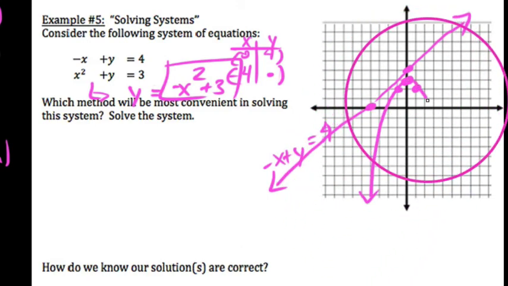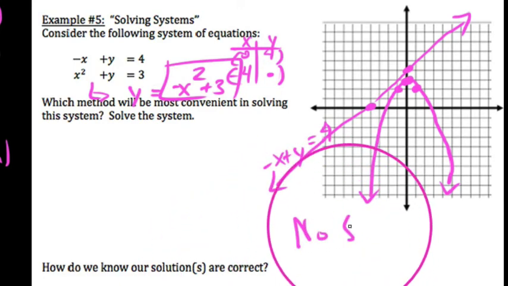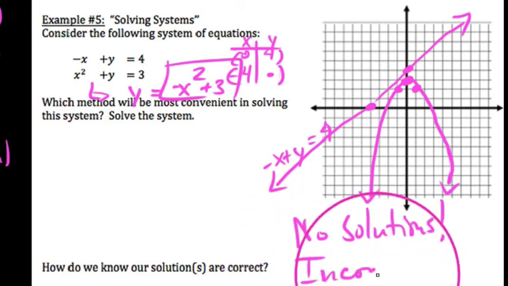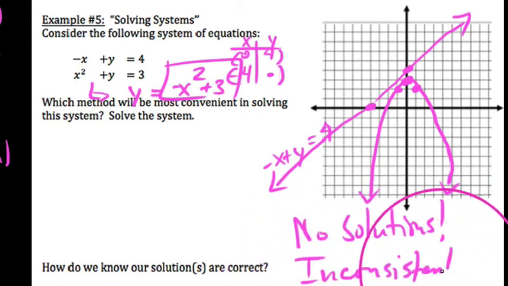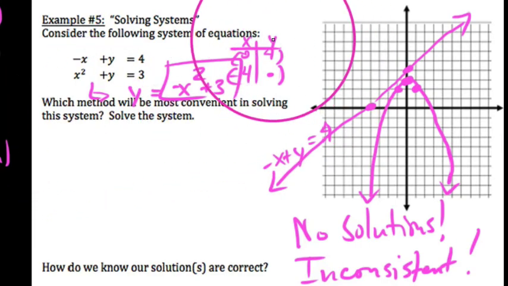So the interesting thing here is this. Notice that they never touch, so we say that this has no solutions. Another thing I want to say about this system is that it is inconsistent because it didn't give us at least one solution. We could also solve this algebraically now that we've seen it graphically.